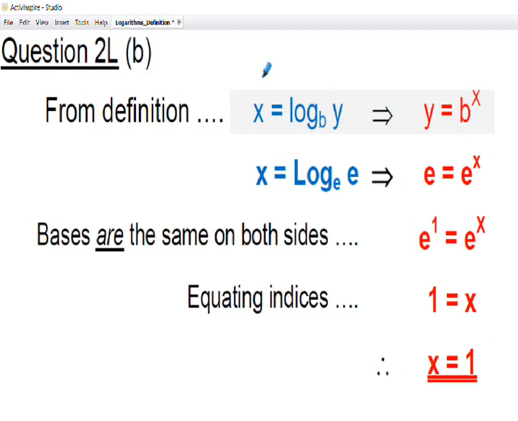Next question here, I'm given x is equal to log to the base e of e. So on the left hand side my y is e, and on my right hand side my base is e, and that's raised to the power x. Don't forget that e on the left hand side is really e to the 1, so I can equate my indices because I've got the same base on both sides, the base is e, so x in this case can be seen to be 1.